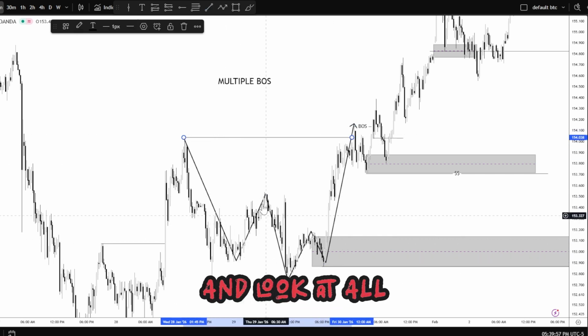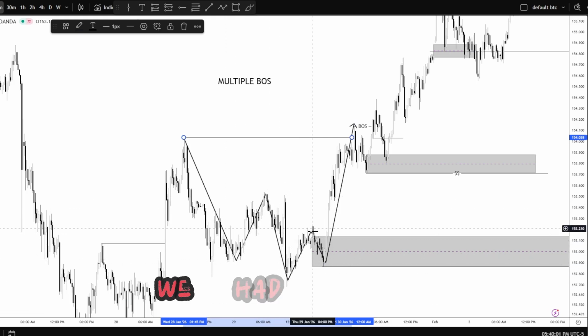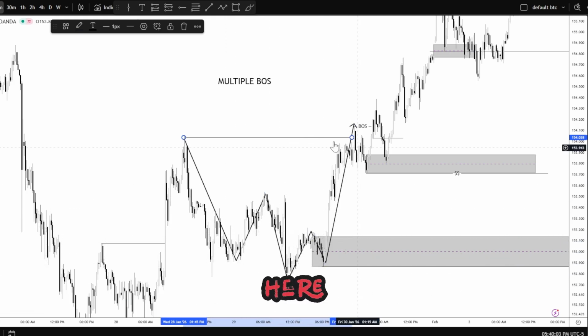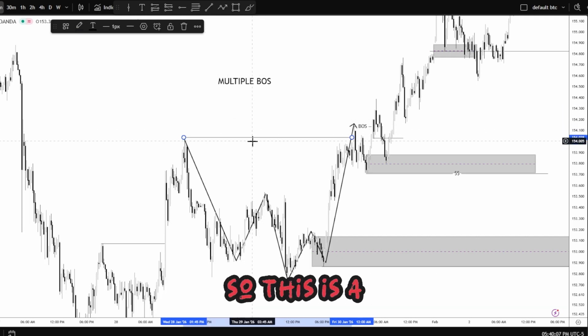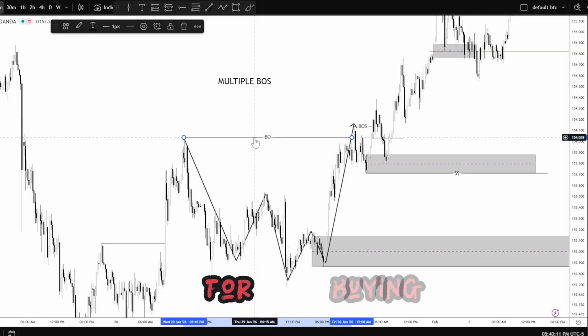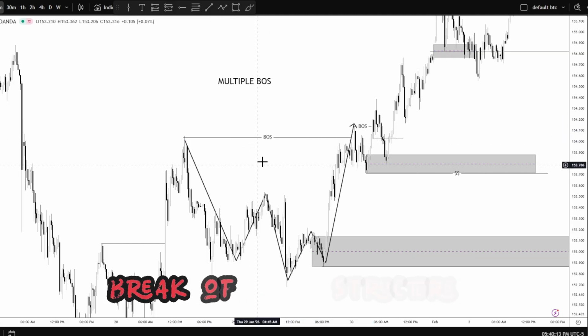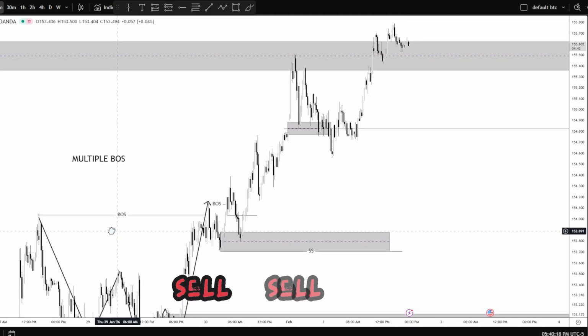And look at all this market movement inside. We had this break of structure to the downside, we had another break of structure here, we have another one here, before the market actually broke the real structure to the upside. So this is a multiple break of structure scenario for buying.